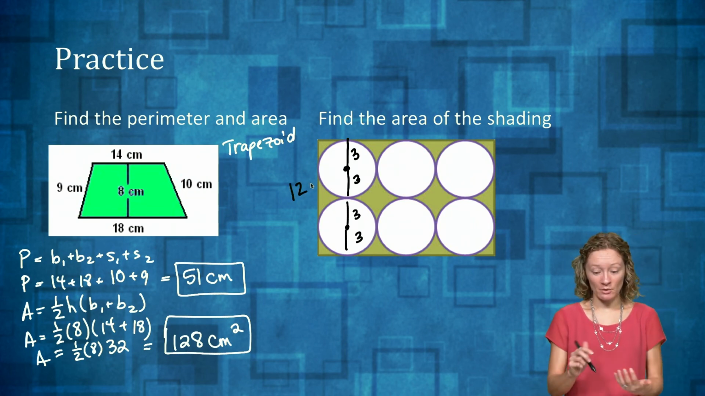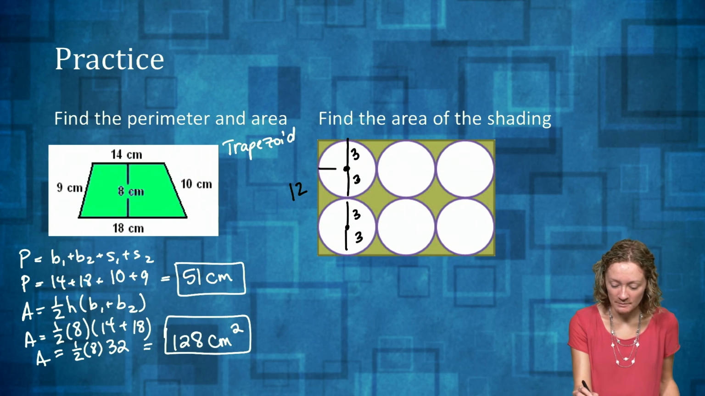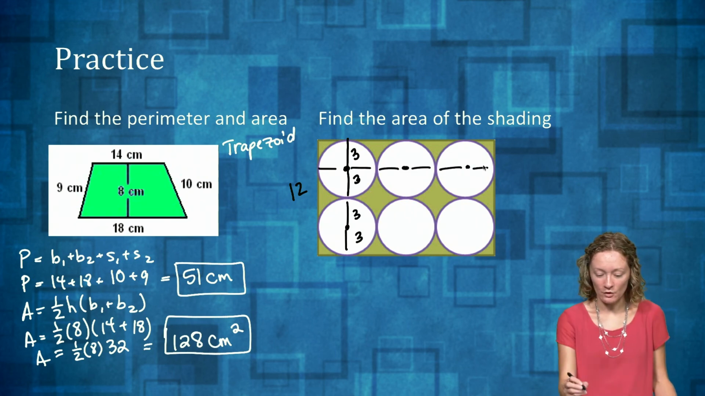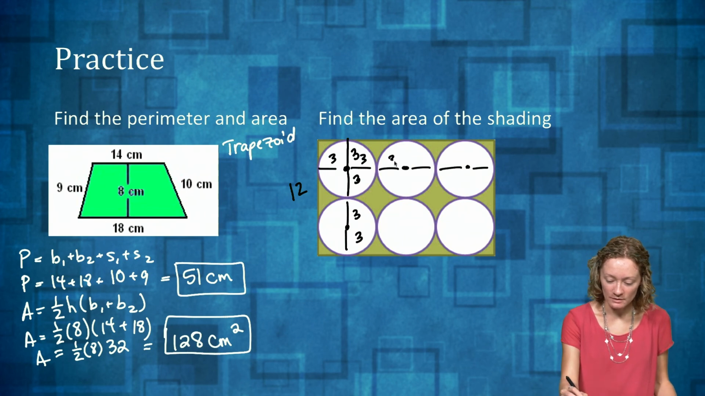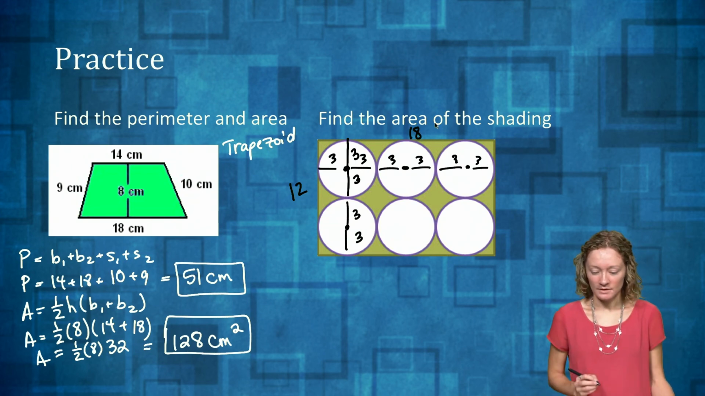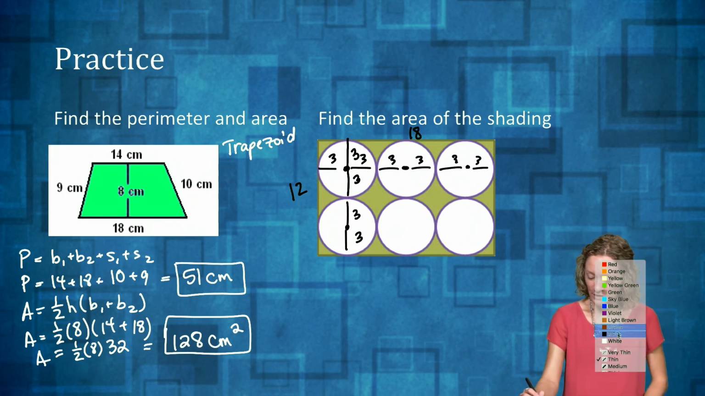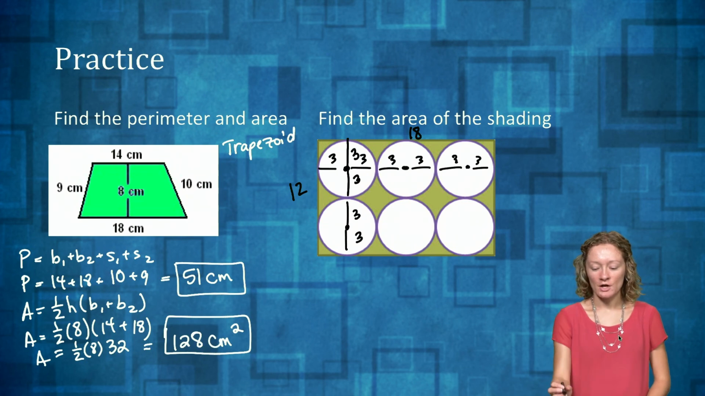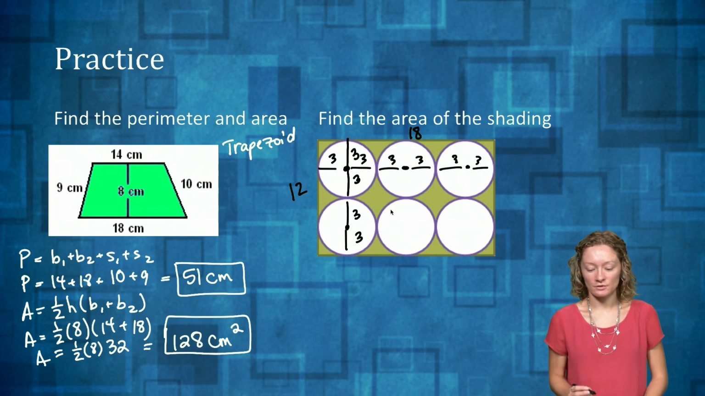You can do the same thing going the other way. All the circles are the same from the center all the way out. Another 3, 3, 3, 3, 3, 3, so 3, 6, 9, 12, 15, 18. And so we have the same type of question as the example. We'll take area of the rectangle and then subtract out all the missing pieces, which are the circles.